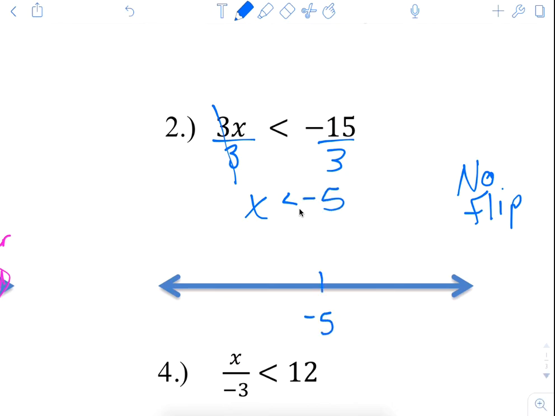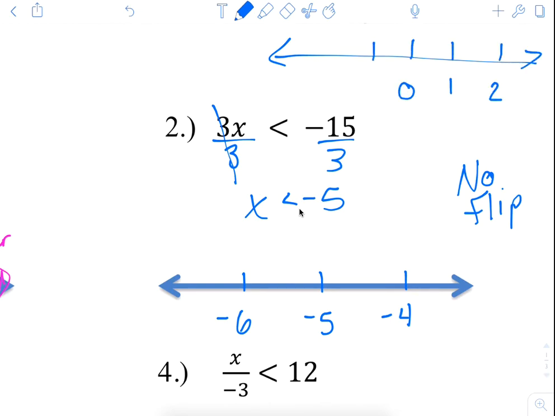-5 is going to be our answer, so that goes in the middle, -5. The next biggest number is a -4. Next smallest number is a -6. Remember, they're going backwards because they're negatives. If you ever forget that, think about putting a 0 on one side, 1, 2, -1, -2. They're backwards when they're negative.